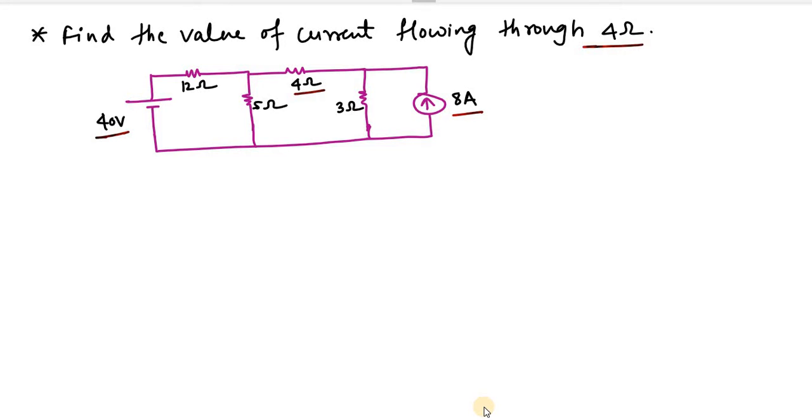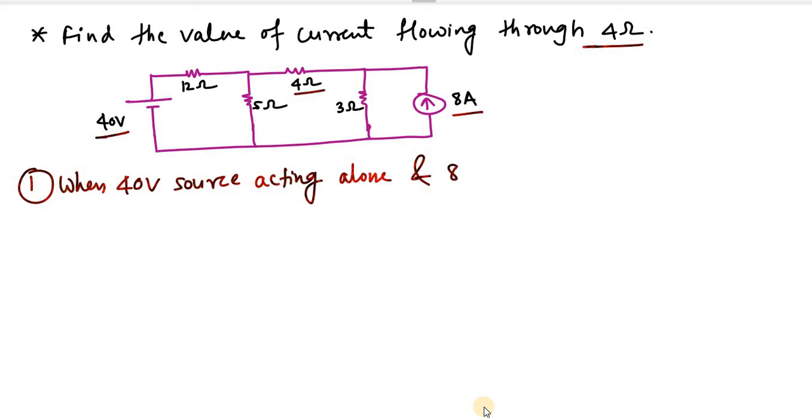So how many sources are there in this circuit? There are two sources present in this circuit. One is 40 volt and another one is 8 ampere. Now first we have to apply the 40 volt source in this circuit, and the 8 ampere source is represented by its internal resistance. So first, when the 40 volt source is acting alone, the 8 ampere current source is open circuited.